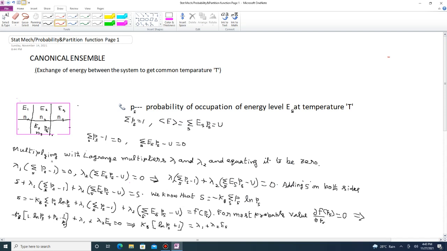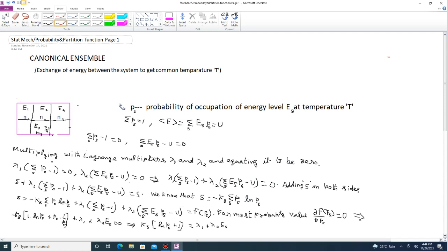Now here this system is divided into so many cells. One cell has N1, the number of particles, where each particle has energy E1. Another cell has a number of particles N2, and the energy of the particle is E2. N3 is the number of particles in cell 3, and E3 is the energy of the particle in cell 3, and so on.